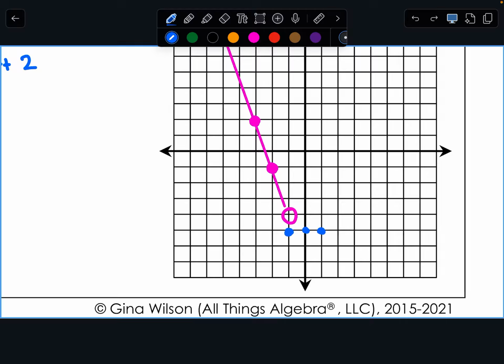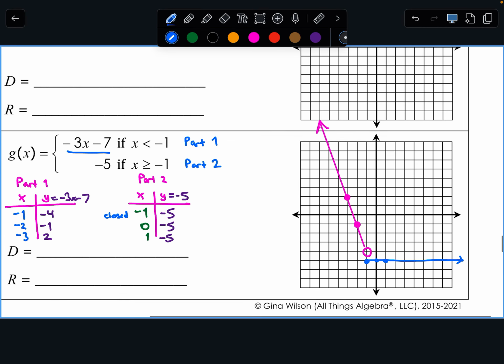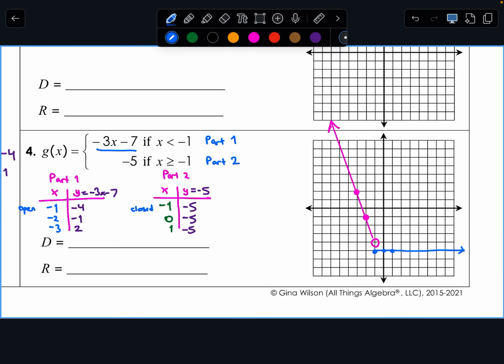I don't know why this doesn't want to be straight here, but there we go. All right, so it's going to be a straight line starting at that point. So this is part 2, where everything is greater than or equal to -1 for x, and it's just going to stay on -5. Does anybody have a question about how I graph part 2?